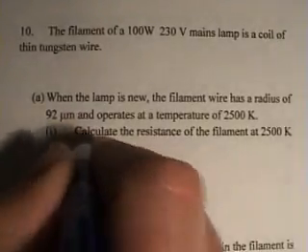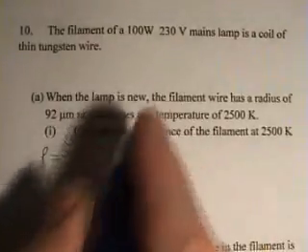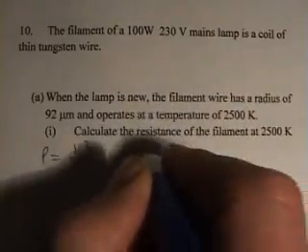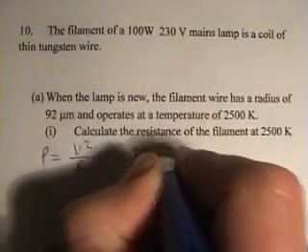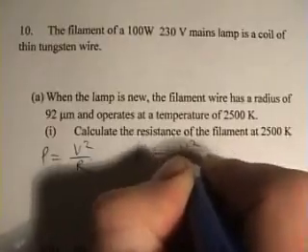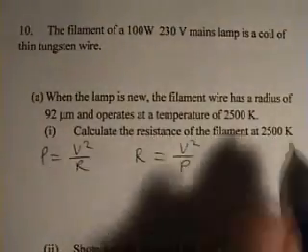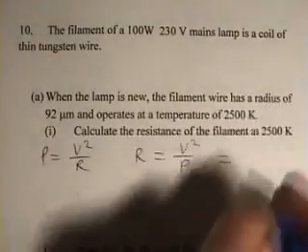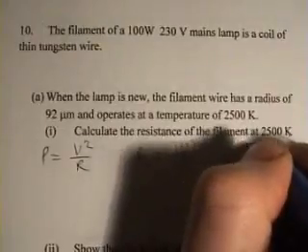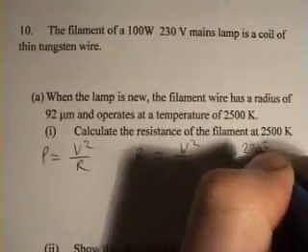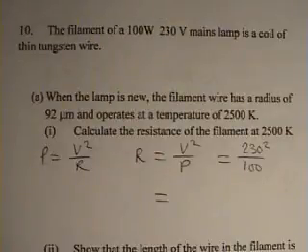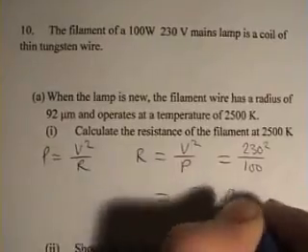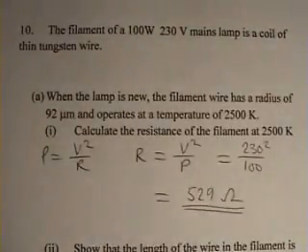So we start with the formula as it appears on the data sheet, or as we would have learned it. P equals V squared over R. We're trying to calculate R. So we rearrange the equation. R equals V squared divided by P, which is 230 squared divided by 100, is 529 ohms. You've got different numbers, so you get a different answer.